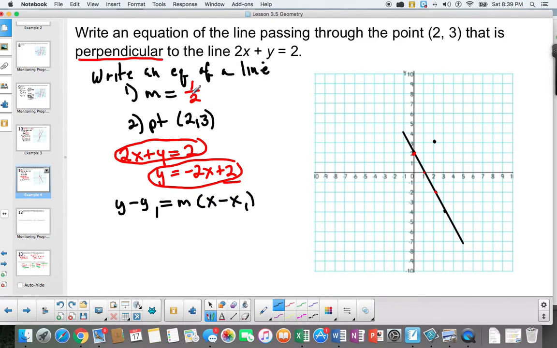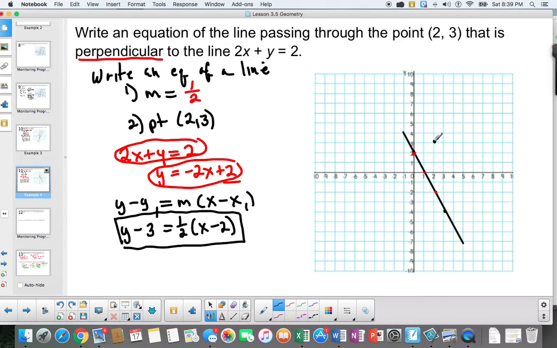Okay, remember I already have my slope and I have my point. So I'm going to use my point, and then here's my slope, 1/2 x minus 2. And this is the answer they're asking me to give. And I'm going to go ahead and graph it so you can see it.